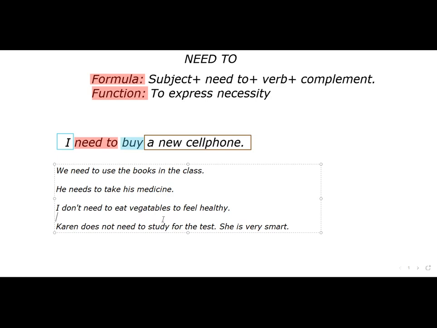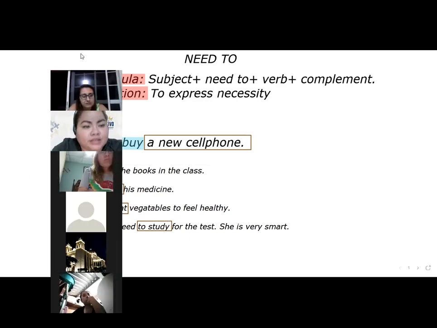Ya cuando tenemos esto acá, mira, se lo voy a marcar. Si tenemos to use, to take, to eat, también acá, to study, right? Estos no son los verbos principales, esas son las acciones que nosotros necesitamos realizar. So, nuestro verbo principal es need. That is our main verb. Right? Thank you, Karen, and thank you, Brenda. Okay. Any other question?